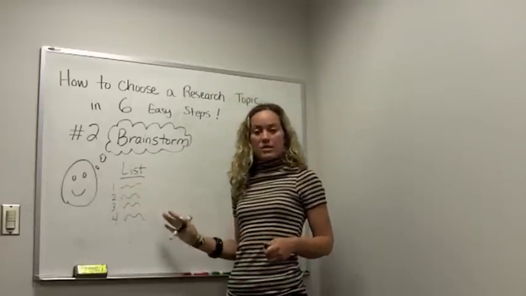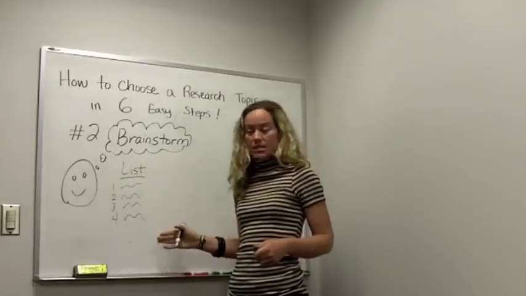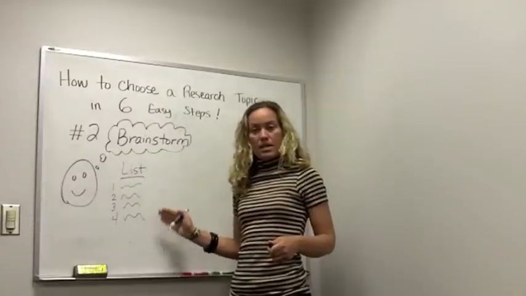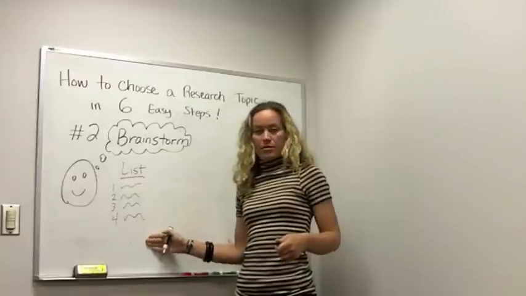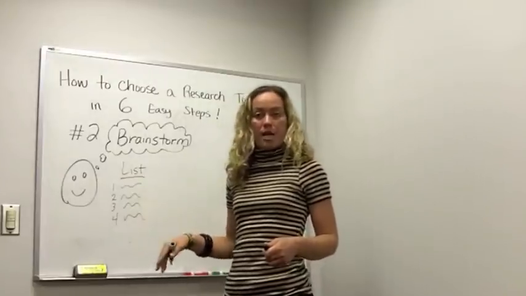One simple way of brainstorming is creating a list. Simply write down as many topics as you can think of. Just 1, 2, 3, 4, 5, 6, 7, and so on. Just list topics.